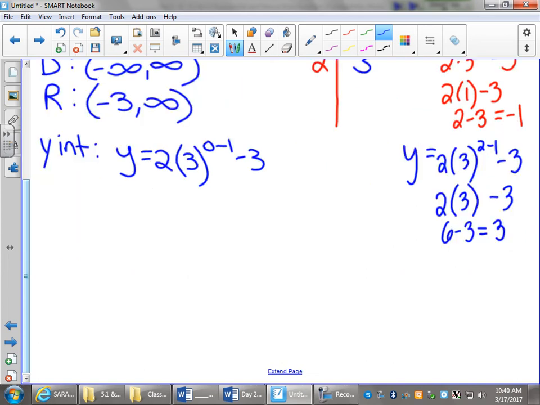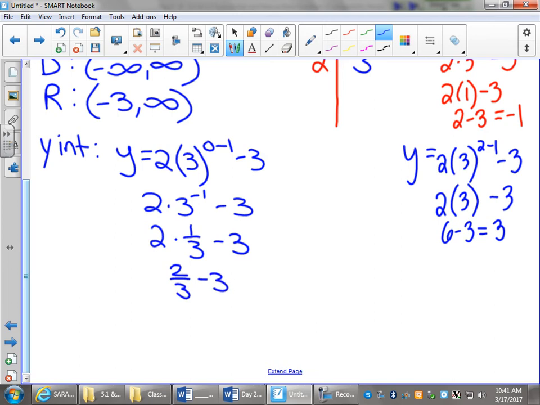Now we can do this without a calculator. It's going to be messy, but we can still do it. We're going to get 2 times 3 to the negative 1 minus 3. And instead of typing that in the calculator, we can use properties of exponents. Do you guys remember how we get rid of negative exponents? Yeah, move it to the bottom. So this is going to become 2 times 1 over 3 minus 3. 2 times the third is 2/3 minus 3.